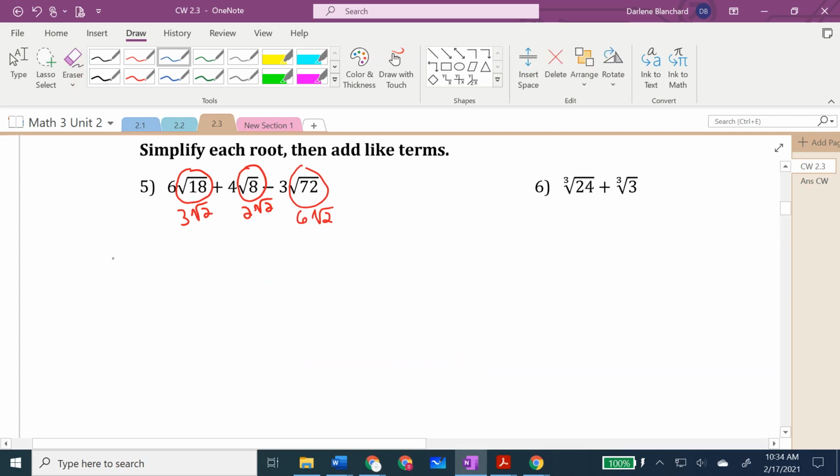The first term is 6 times 3 times the square root of 2. Then this plus sign comes down. And I have 4 times 2 root 2. And then this subtraction sign comes down, and I have 3 times 6 root 2.